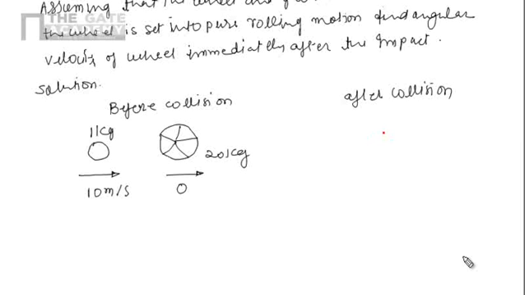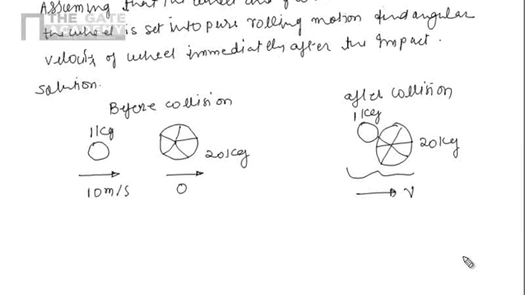So after collision what will happen? There is a wheel as well as this mass. So now we are having 1 kg and 20 kg. So both will move together. It's a compound body and it is moving with a velocity, suppose v. So now, according to the law of conservation of linear momentum, why are we applying it? Because the net force acting on the system is 0.